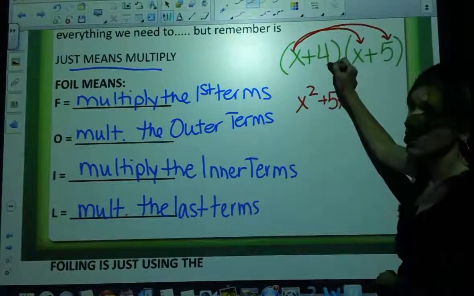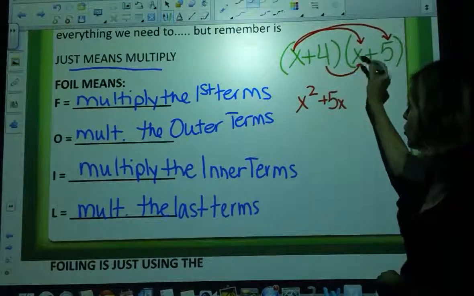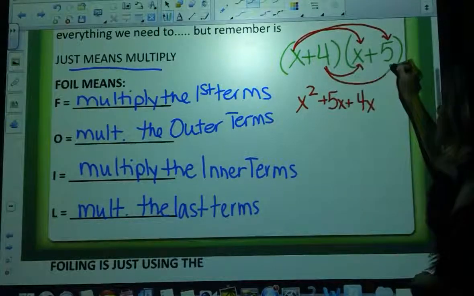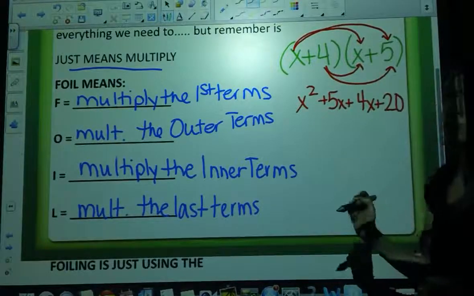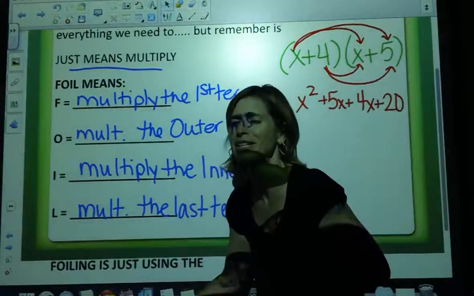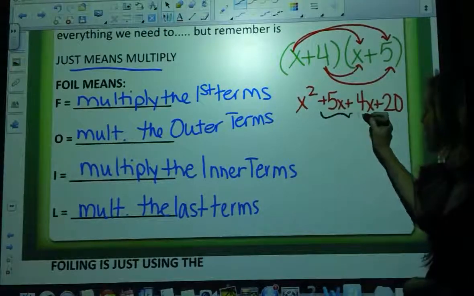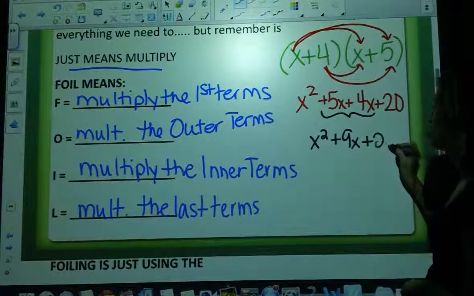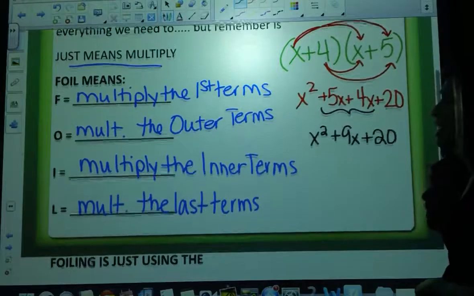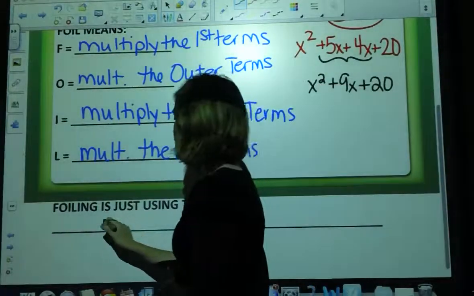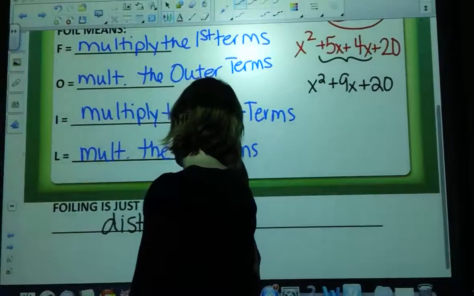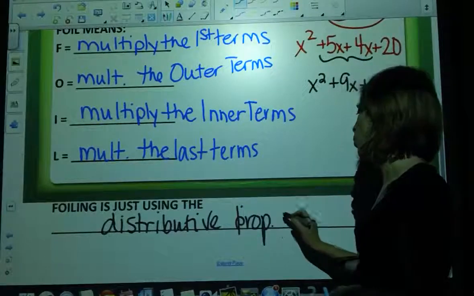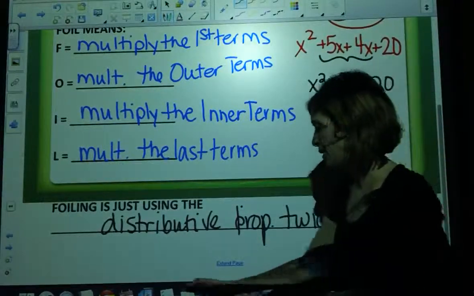Multiply the inner terms. The inner terms are these guys, okay? So 4 times x is going to give me 4x. And then multiply the last term, so 4 times 5, which gives me 20. So you just FOILed it. Again, you distributed twice. All right, now we're going to combine the like terms. So x squared plus 9x plus 20. And I want you to remember that FOILing is just using the distributive property, which means multiply, distributive property twice. That's all it means, okay?